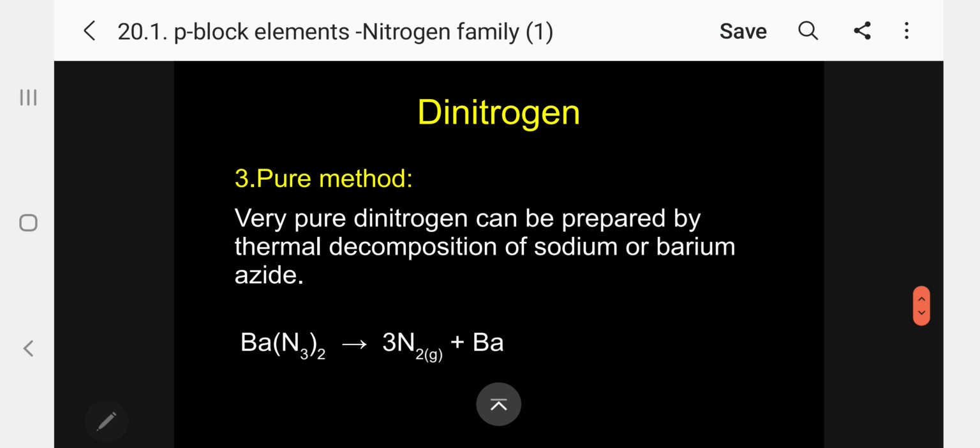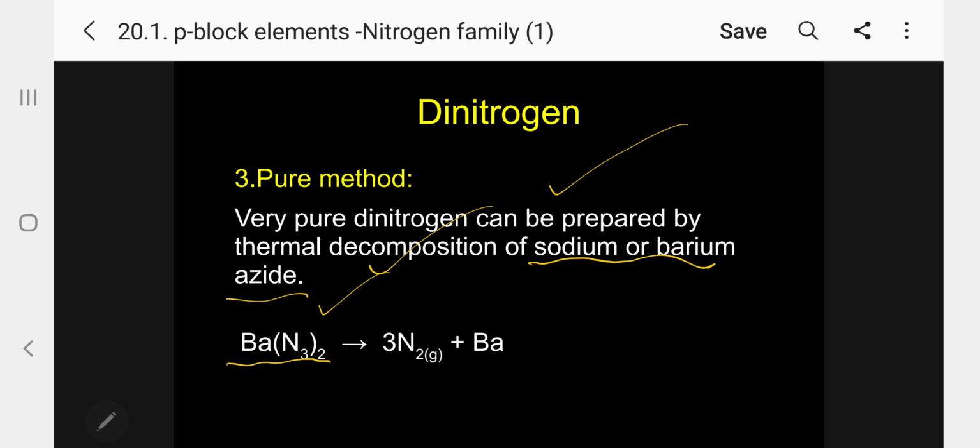For a very pure method, very pure nitrogen can be prepared by thermal decomposition of sodium or barium azide. Please follow azide. This is the example formula for barium azide, Ba(N3)2. So when you heat this, we are getting 3 moles of nitrogen and barium is separated. Very easily we can prepare it, because barium is a metal, and we can collect the pure nitrogen in the laboratory.